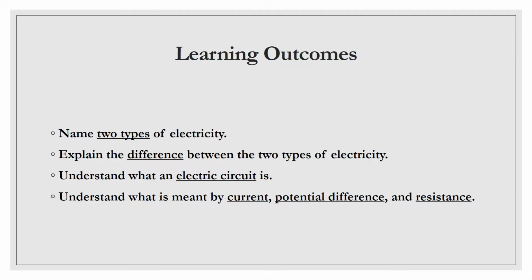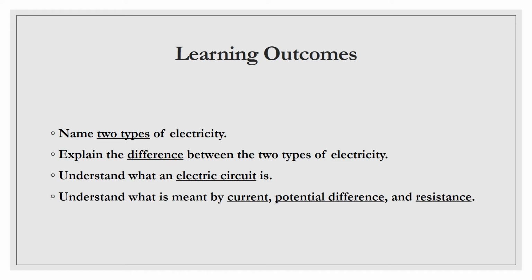So the learning outcomes, so what you need to know from today's lesson, you need to be able to name the two types of electricity. You might already know them, maybe you don't. And you need to be able to explain the difference between these two types of electricity. You also need to understand what an electric circuit is, and you'll be so used to this after a day or two of doing electricity.